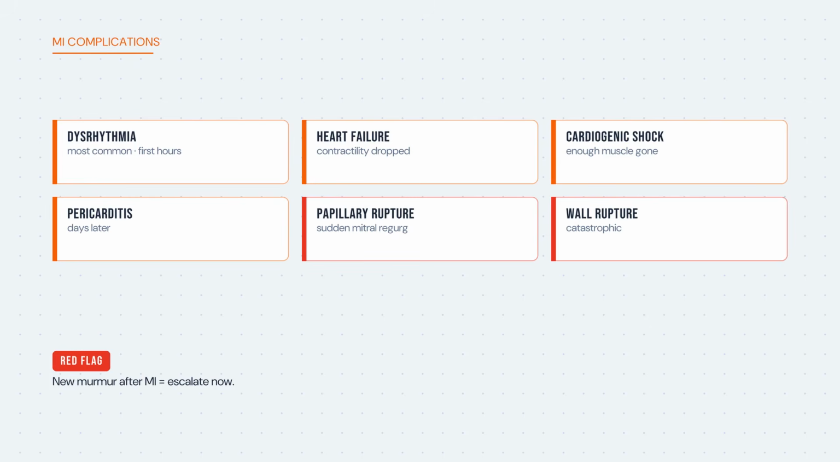And the rare, catastrophic ones. Papillary muscle rupture causing sudden severe mitral regurgitation, and ventricular wall rupture. A new murmur after a heart attack is never a minor finding.